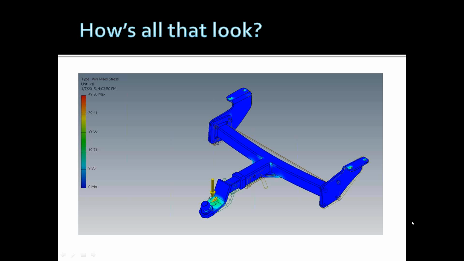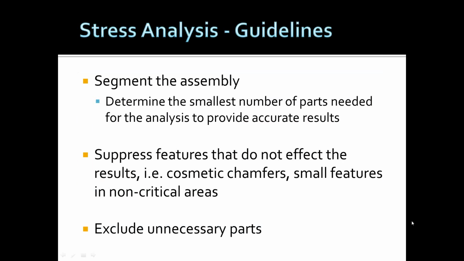So let's jump back in here to the presentation real quick. Some of the guidelines that I took: you can segment the assembly, you can cut your assembly up into smaller chunks, smaller groups of assemblies, maybe even sub-assemblies if it's applicable. I did not have to do that with this particular one, but on the second item and third item, yeah, you want to look at suppressing features that don't affect the results, like cosmetic chamfers, fillets, things like that, features that are in non-critical areas.